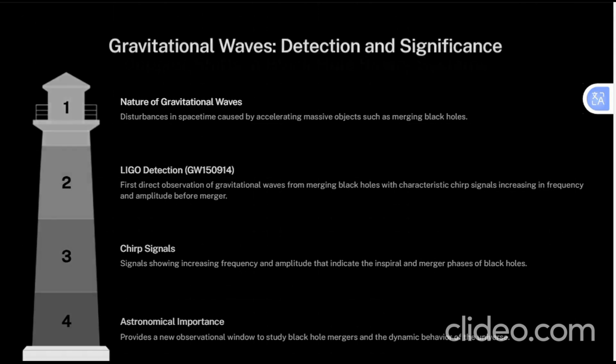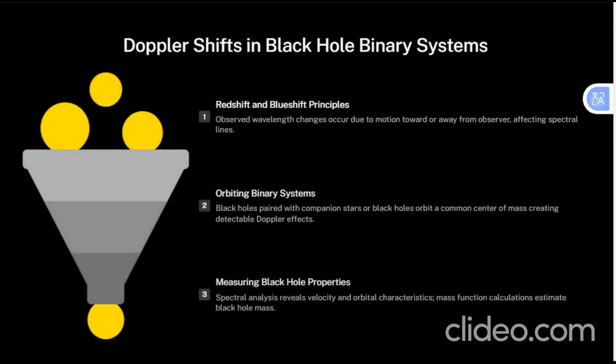When black holes orbit in binary systems, they cause periodic Doppler shifts in the spectral lines we observe. By measuring these shifts, we can determine orbital parameters and even calculate the masses of these invisible objects, using what's called the mass function.